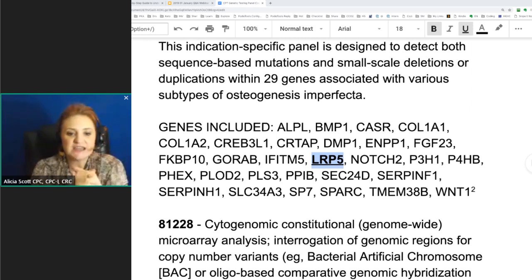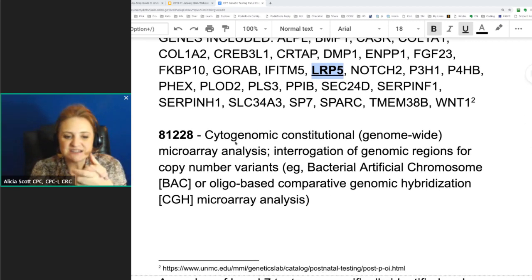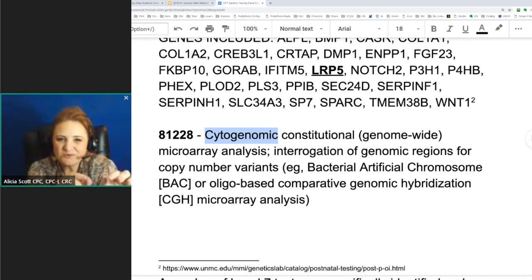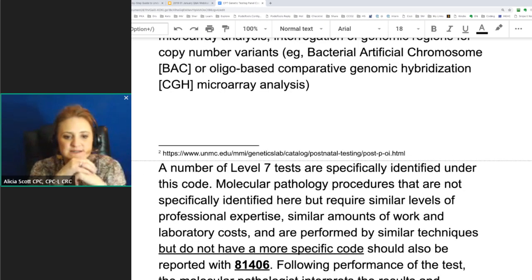The codes also referenced 81228, which is a cytogenomic constitutional, looking for the genomes and stuff. That really wasn't as applicable when I was doing the research. So let's go ahead and wrap it up in that last page.